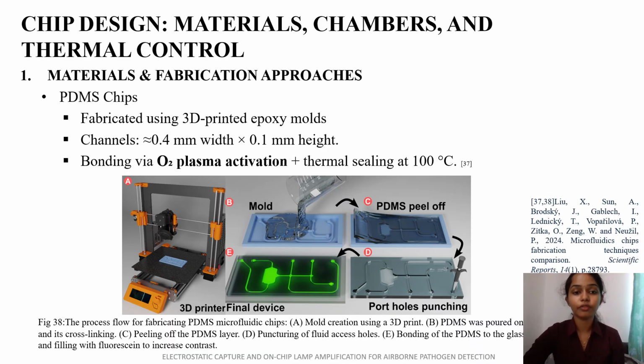The channels were of 0.4 mm width and 0.1 mm height. The bonding was done by oxygen plasma activation plus thermal sealing at 100 degrees Celsius. Oxygen plasma activation prepares the surface, and thermal sealing at 100 degrees Celsius bakes and makes the bond strong, ensuring no leakage during the fluid flow. This diagram illustrates the process flow of fabricating a PDMS microfluidic chip.